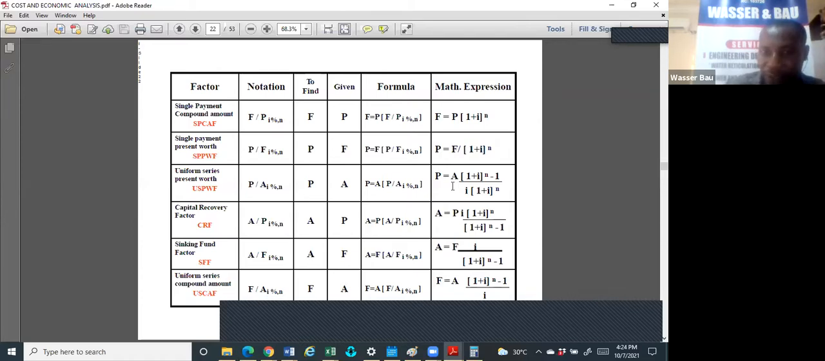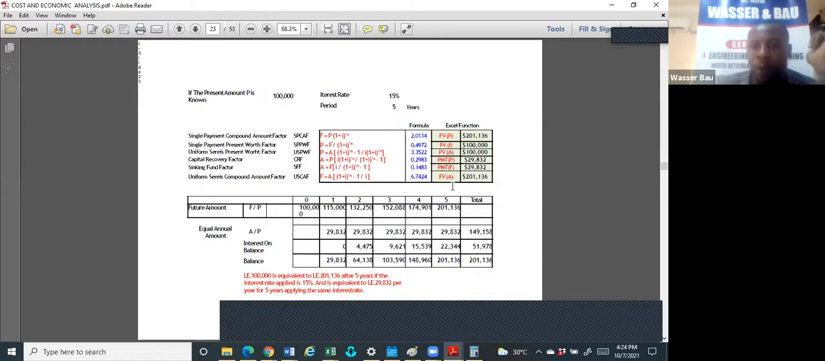Any question about that, please? Okay. So if there's no question, let's solve 1 or 2 examples so that we can have a better grasp of it. So I'm going to introduce us to some of the examples.